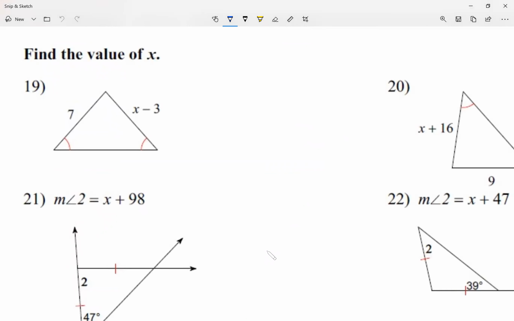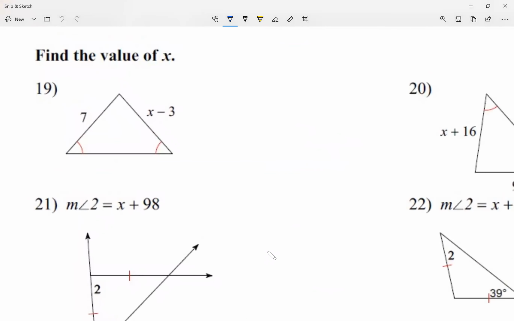Now in isosceles, two angles are equal. We're going to call those the base angles. You can see the angles that are equal, they have the little arc. You guys see those on number 19. Now, let me emphasize, those two angles are equal. Because two angles are equal, two sides are equal.